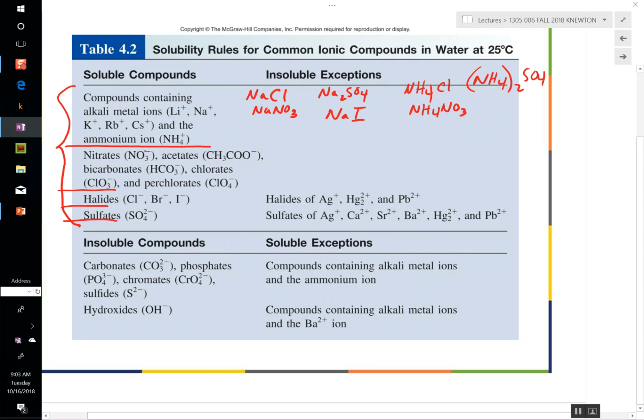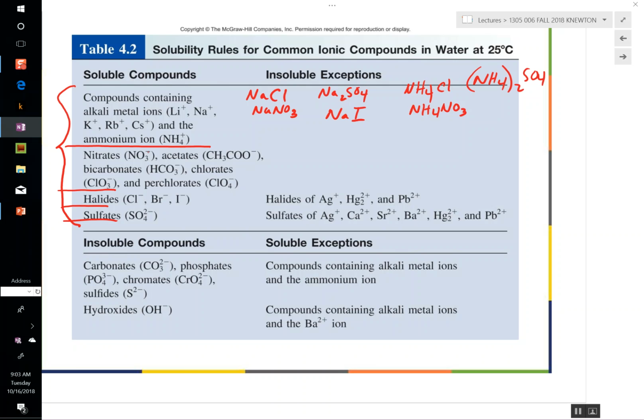Nitrates. Okay, now they're looking at some negative ions. Any nitrate is soluble in water. That we saw just a minute ago. Lead nitrate was soluble in water. That actually makes lead nitrate more toxic than most lead forms because it will dissolve in water, which means it can be ingested easily. That makes it pretty bad.